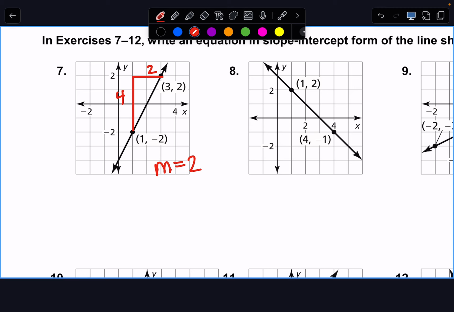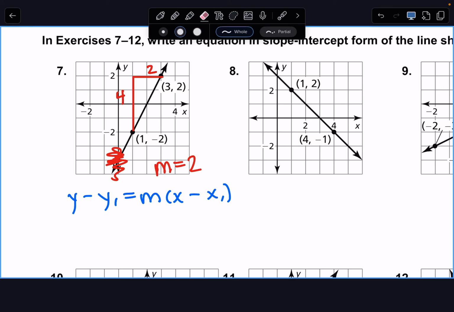Now, let's say you couldn't see this right here, okay? And you're like, okay, well, I'll just use my point slope form. Obviously, that's not the most efficient, but it's cool. We know that our slope is 2. Which coordinate do we pick? Does it matter? It does not. It does not matter.